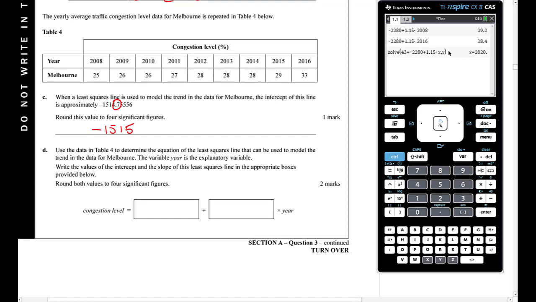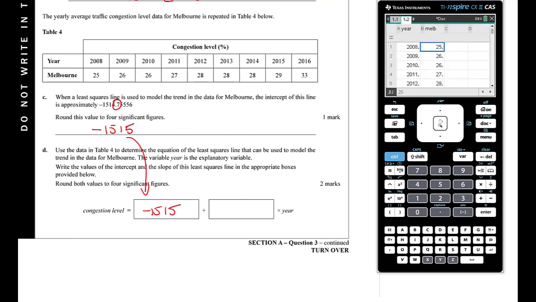So use the data in table 4 to determine the equation of the least squares regression line. Okay. And round both figures to 4 significant figures. Okay. All right. So to be honest, we could actually put that already in there. That's going to be minus 1515. But let's actually check that. So over in the calculator now, look what I prepared earlier, just because it was going to take too long to type that in on the video.